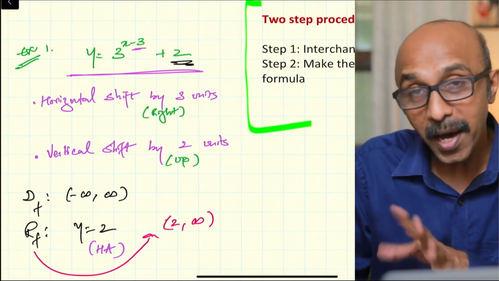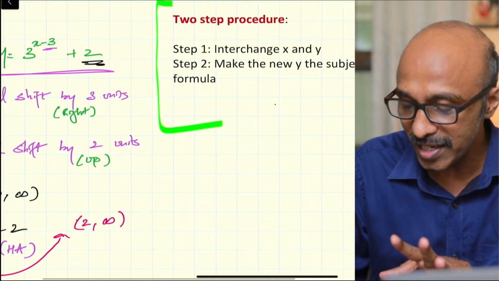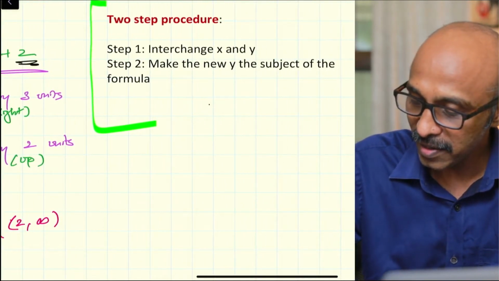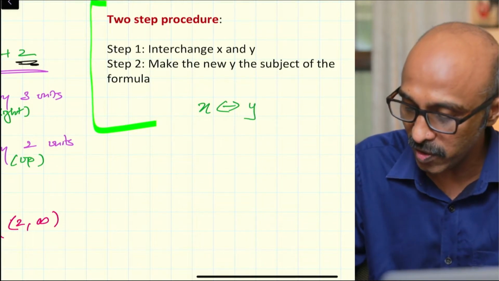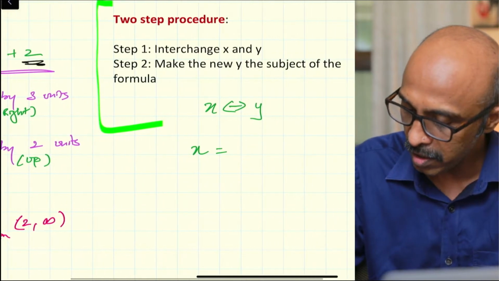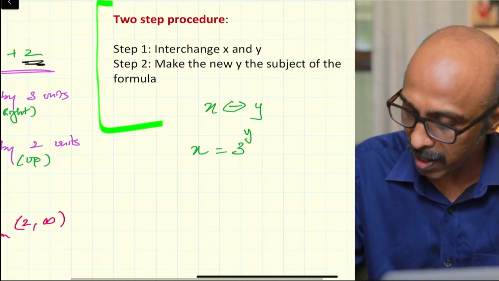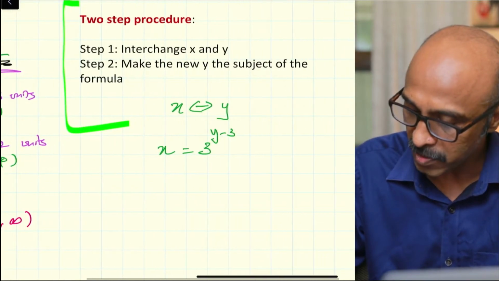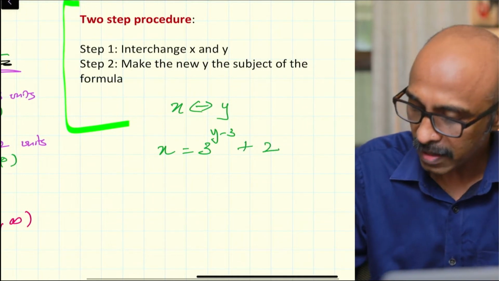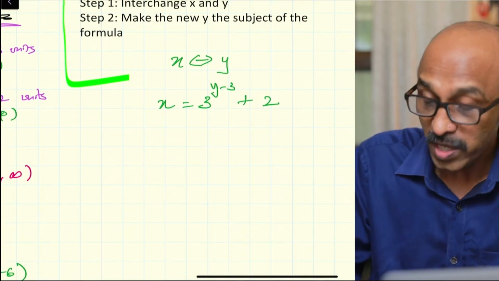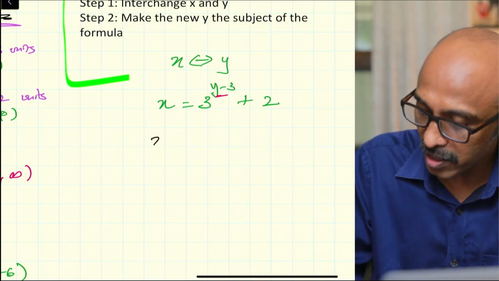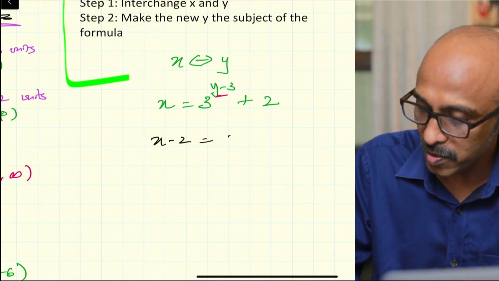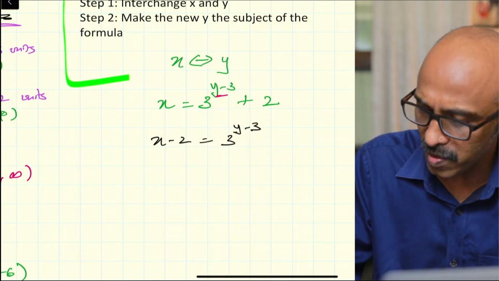Increasing that way. Now let's do the procedure of interchanging x and y. You can write the equation as x equals 3 to the power of y minus 3, plus 2. Now, let's do our algebra. We need to make y the subject of the formula. This will give you x minus 2 equals 3 to the power of y minus 3.